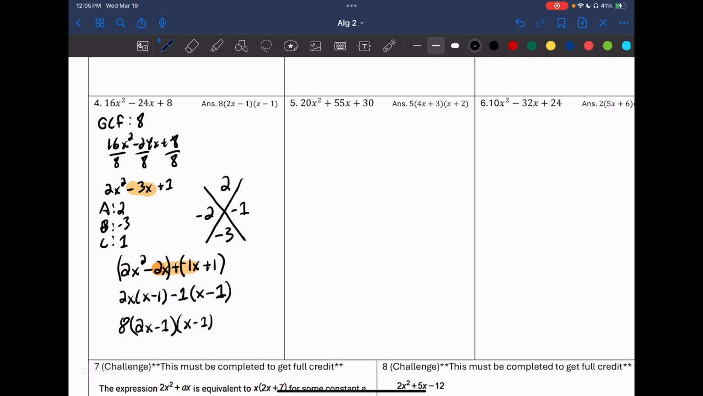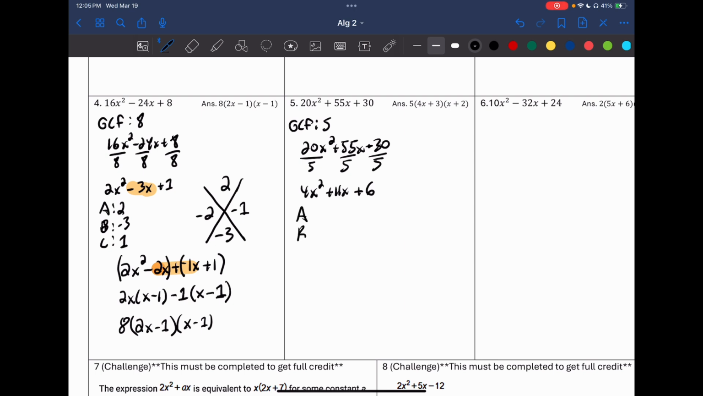All right, here, GCF between 20, 55, and 30 is 5. If we do 20x squared plus 55x plus 30, and we divide each of them by 5, we're going to get 4x squared plus 11x plus 6. And that's going to be the expression we're going to be working with.